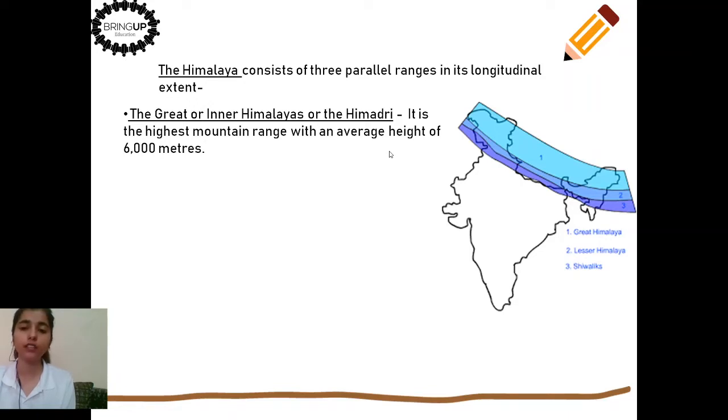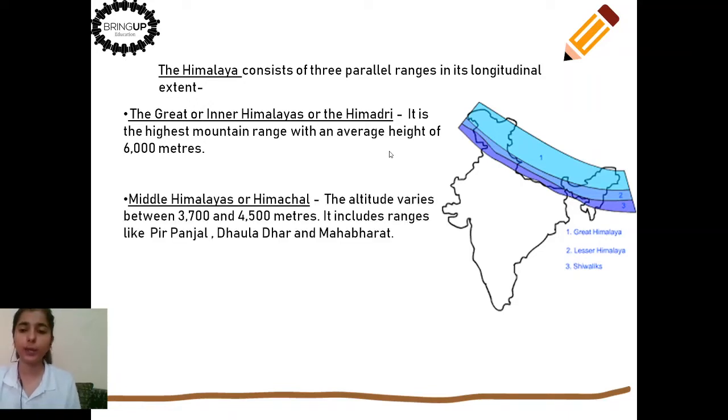Now the next one, the Middle Himalayas or Himachal. It is marked as number 2 in the given map, and Himachal lies south of the Himadri. The altitude varies between 3,700 and 4,500 meters. It includes ranges like the Pir Panjal, which is one of the longest and most important ranges, the Dhauladhar range and the Mahabharat range.